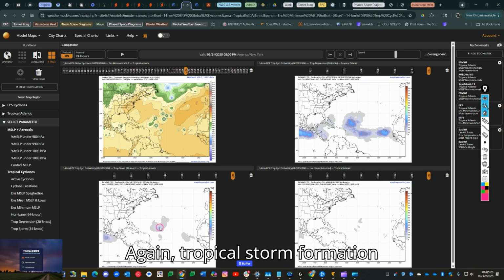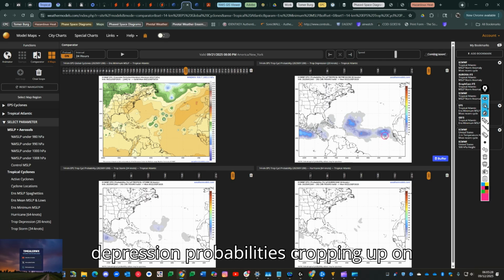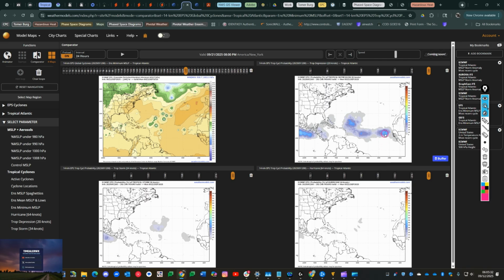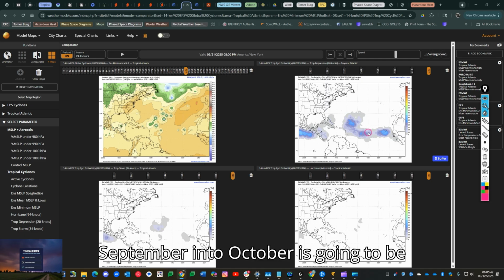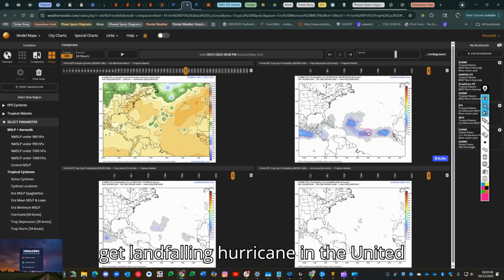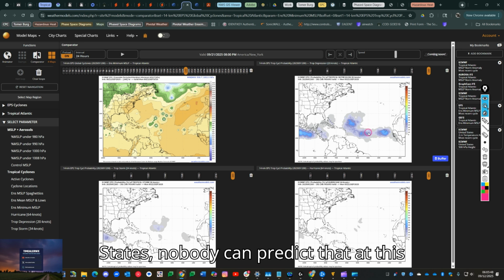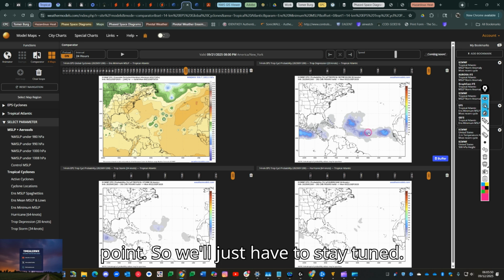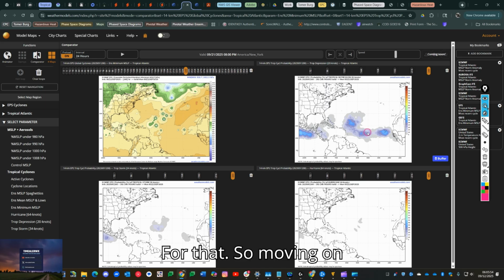Again, tropical storm formation probabilities, and you have some other depression probabilities cropping up coming up here. So I think the latter half of September into October is going to be quite active. Whether we get landfall and a hurricane in the United States, nobody can predict that at this point. So we'll just have to stay tuned for that.